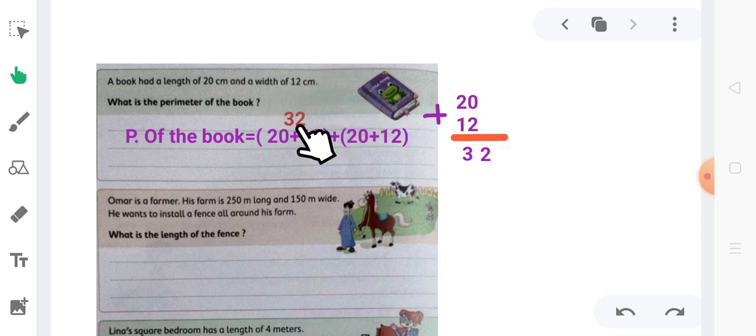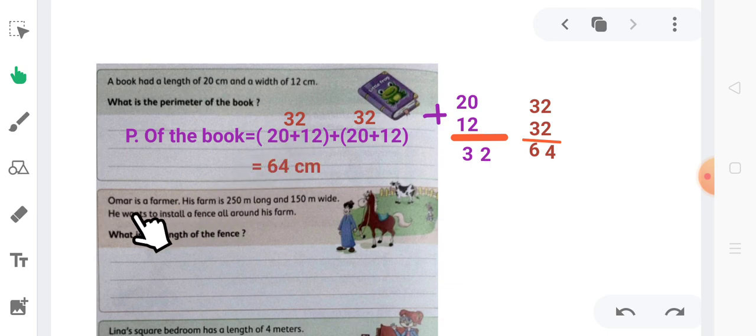We have another 32. So 32 plus 32 equals 64. So the answer will be 64 what? Centimeters, because the length unit is centimeter. Okay, let's see the next one.